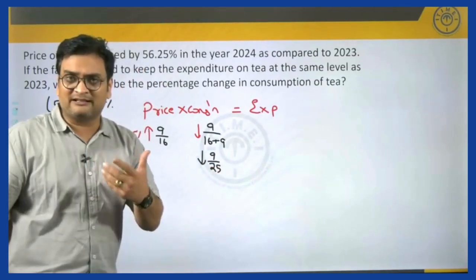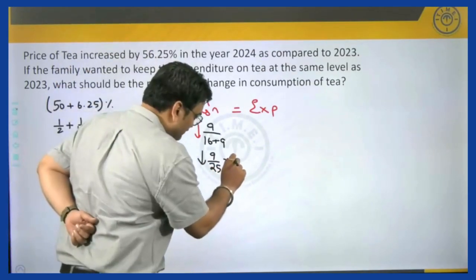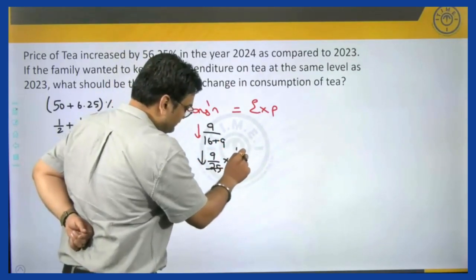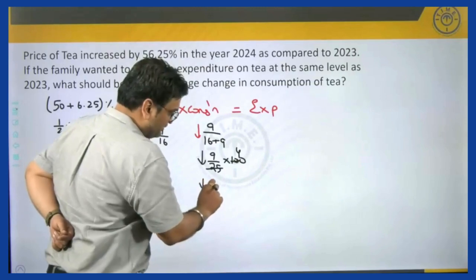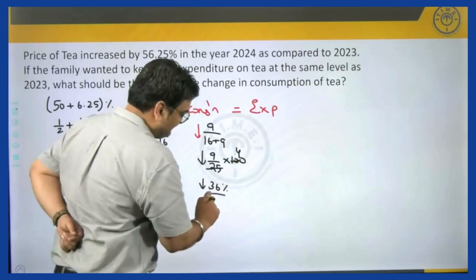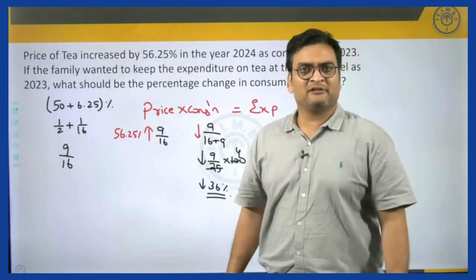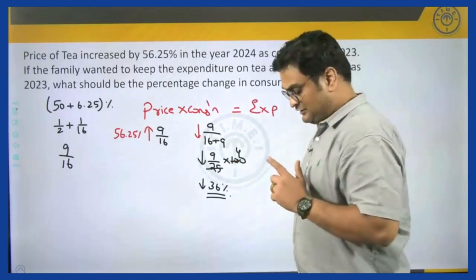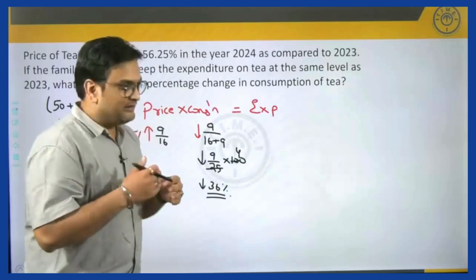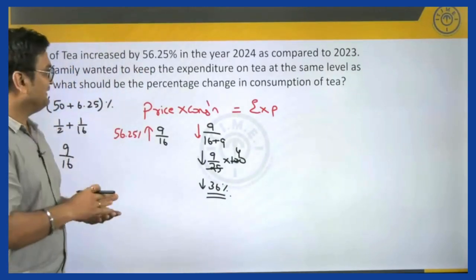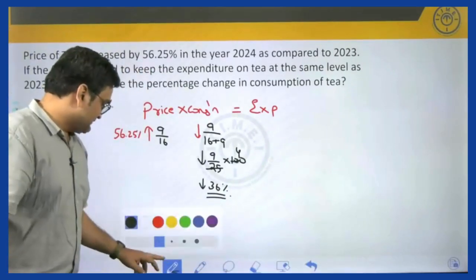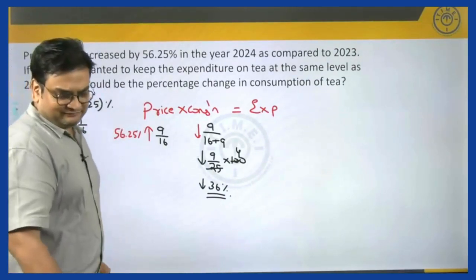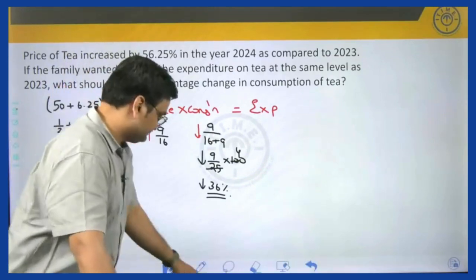And since we want our answer in percentage, can we simply not multiply this by 100? Since we want it in percentage, 25 goes 4 times. So 9 into 4, it will go down by 36%. So thus the answer for this question should be 36%. And the answer is obtained in relatively simpler approach by taking up the trick that we have discussed. I hope we are clear with this. Moving on.